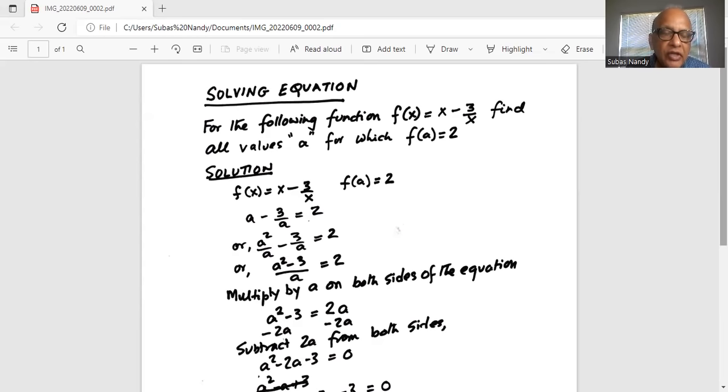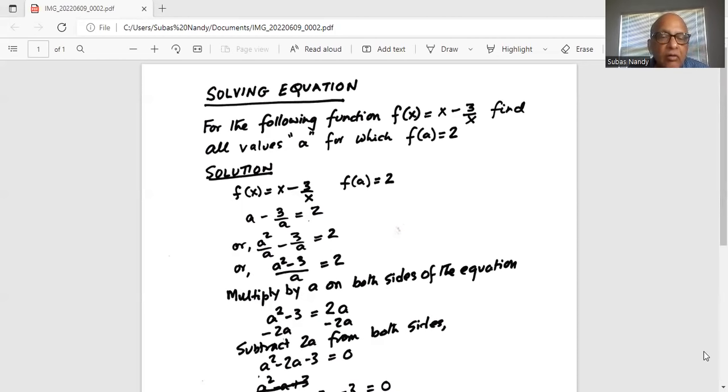Now on the left hand side of the equal to sign, we have a square by a. For a, I'm writing a square by a minus 3 over a equal to 2. And we are writing it as a square by a for the first term, because we want to keep the common denominator as a. So a square divided by a is a. Therefore, we can write instead of a, a square by a minus 3 over a equal to 2. So my common denominator on the left-hand side of the equal to sign is a, and in the numerator, I have a square minus 3 equal to 2.